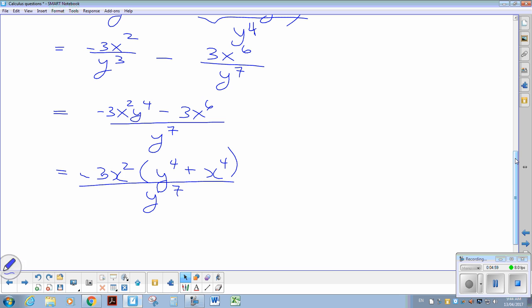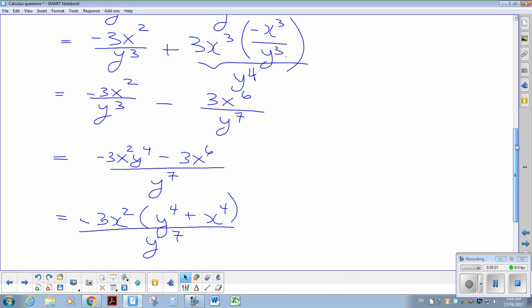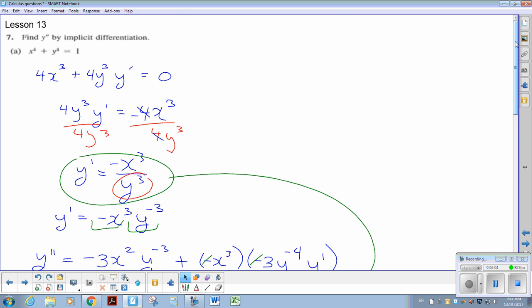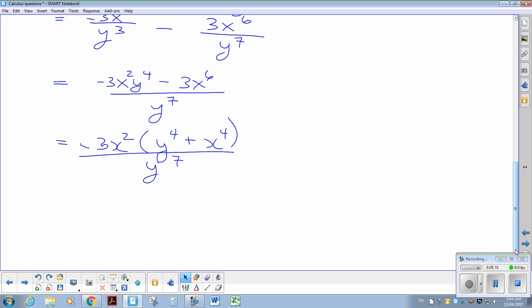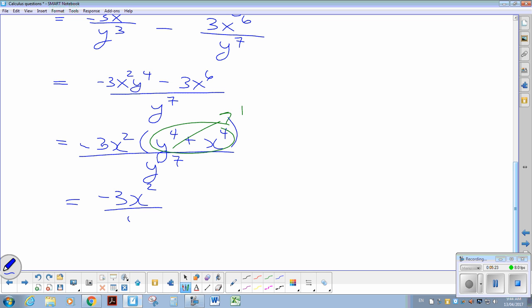And if we go way back to the original question, oops, where's the original question? We see that x to the fourth plus y to the fourth is 1. So again, we go way down here, and we see that x to the fourth plus y to the fourth is just equal to 1 based on the original equation. So it becomes kind of a circular process in some ways because we're going back using previous information. And the final answer then is negative 3x squared over y to the 7th. And that is your final answer.